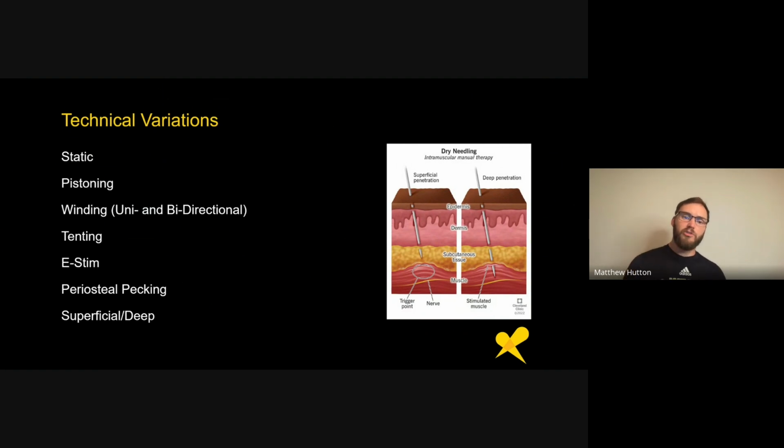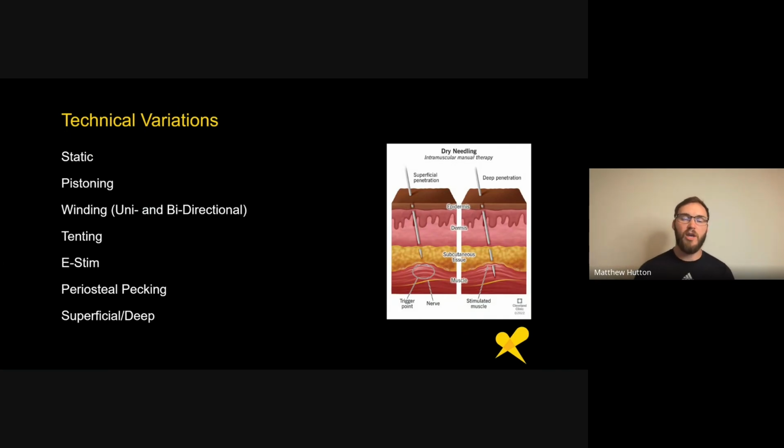Then it goes to superficial and deep. So again, this is the image on the right, and the argument here is basically, do you need to reach the level of the muscle or the contractile tissue in order to have the effects take place of the treatment? And that depends on the goal of your treatment.